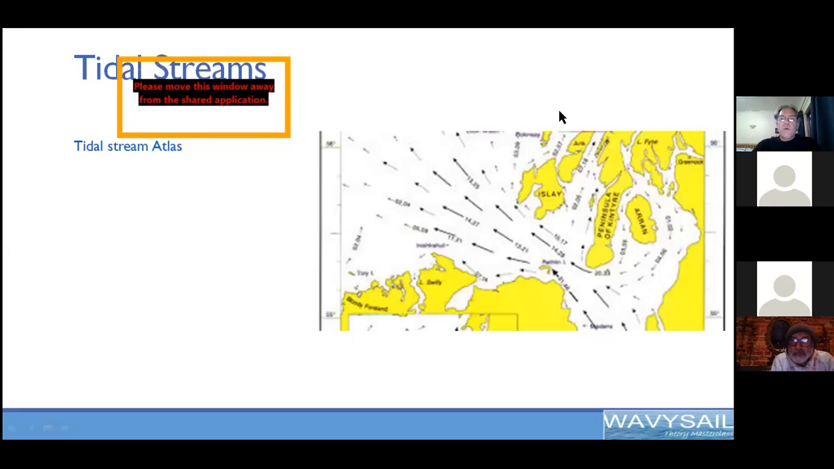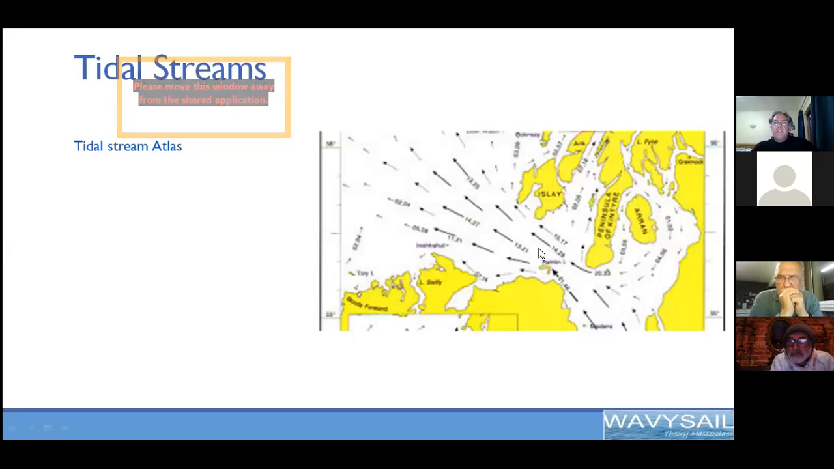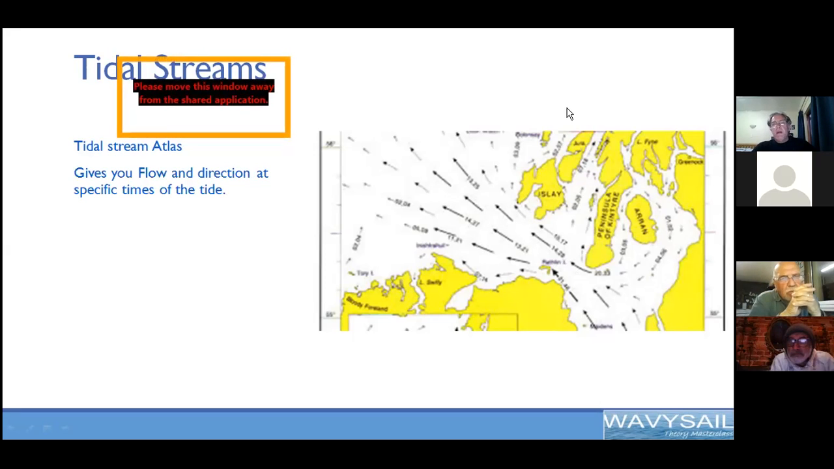Okay, you can also get streams from tidal atlases. So this is exactly the same information, but instead of being isolated diamonds stuck around the chart, this is literally the streams flowing out of an area. So you can see in this particular area, the tide is now flowing gently around there, and as it comes between this headland, you can see how it speeds up. That gives you the flow and direction exactly the same way.